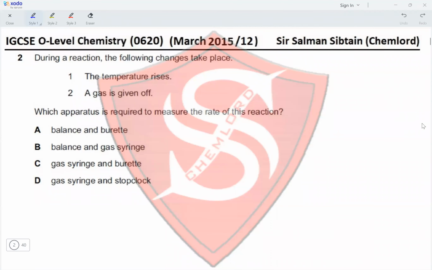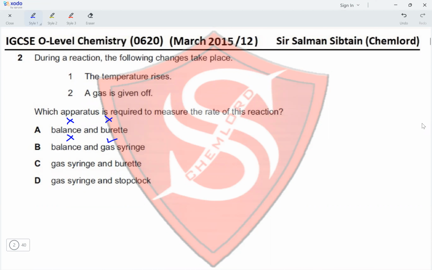Question 2. During a reaction, the following changes take place. The temperature rises, a gas is given off. Which apparatus is required to measure the rate of this reaction? A balance and a burette? No, both of them are not required. A balance and a gas syringe?